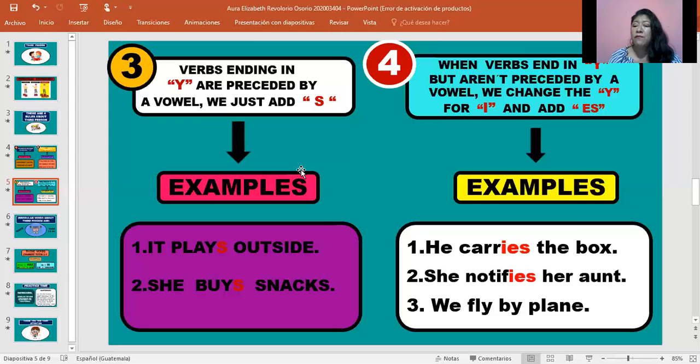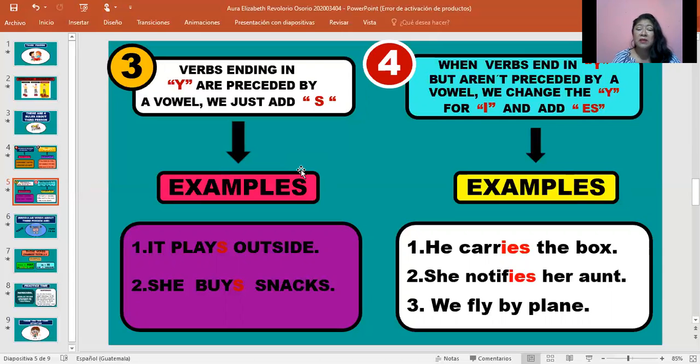Rule number 4. When verbs end in y but aren't preceded by a vowel, we change the y for i and add es. Examples. Number 1, he carries the box. Number 2, she notifies her aunt. Number 3, we fly by plane. Example number 1 and number 2 fulfill rule number 4. But example number 3 is different because this sentence has a subject in plural again.